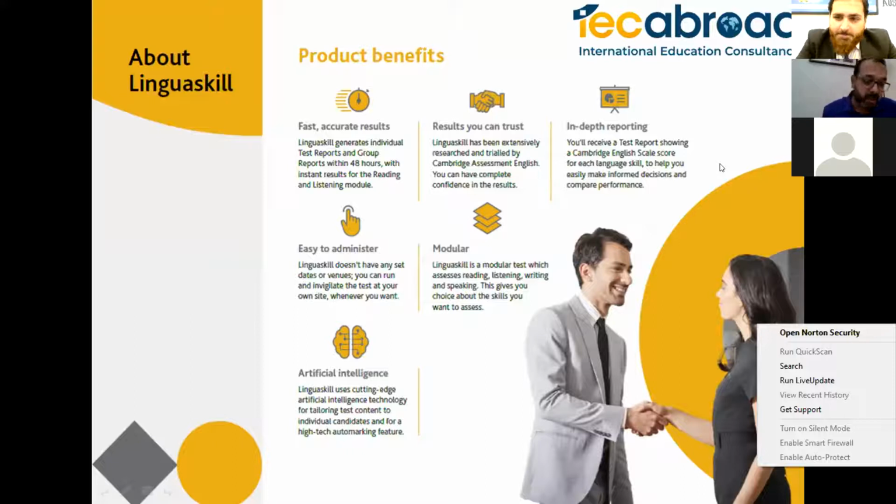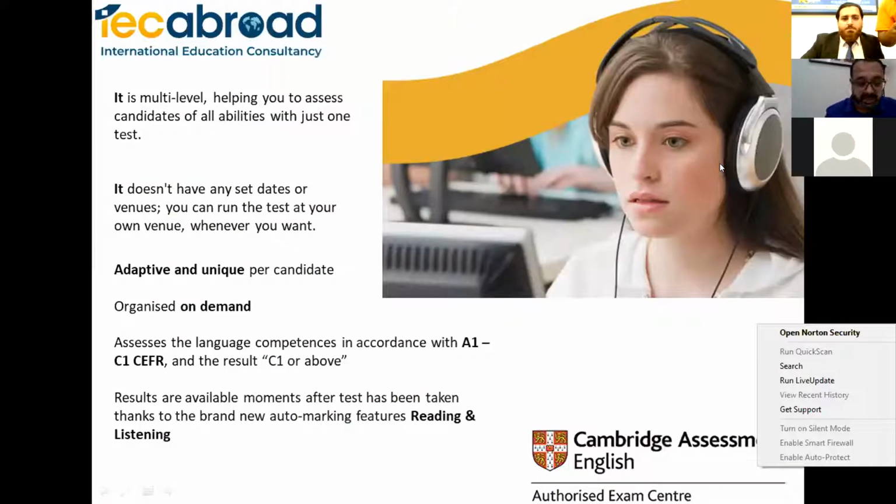In-depth reporting, I will show you later in my slides. In-depth reporting means you can understand where you're lacking, which level, reading or writing, where you have to improve. For institutes, it is really common now. Here in the Kingdom, some of the good university names have started working on Linguaskill. The reason is it is easy to work on, easy to administrate, and easy to implement at your premises. If you are an institute and want to implement Linguaskill at your premises, you can do it without any hesitation. We are the exam center. We will help you implement and carry forward these examinations.